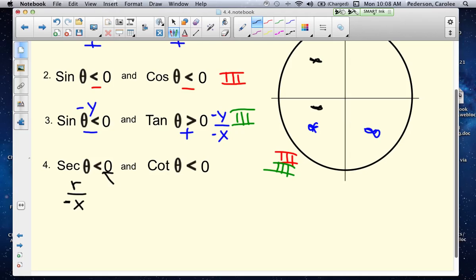Then it says the cotangent is negative. Cotangent is the reciprocal of the tangent. Tangent is y over x, so this would be x over y. And that value has to be a negative. Well, I already said that x has to be a negative. So then what must my y be? Y would have to be positive. So which quadrant do I have a negative x and a positive y? Quadrant 2. Yep. Right up here. All right. That's leading us to what we're doing next.